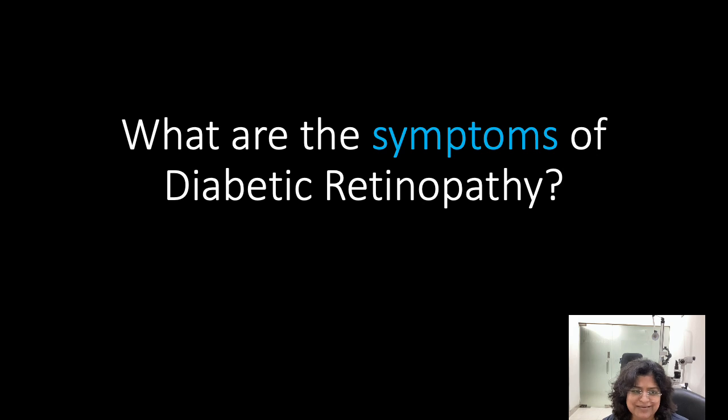So let's look at the symptoms of diabetic retinopathy. It is important to understand that you can be having diabetic retinopathy without having any symptoms whatsoever. In fact, this is the case most of the time, let's say 90% of the time. Patients come with advanced diabetic retinopathy, and it's so difficult to even convince them to undergo any form of treatment because they say their vision is absolutely normal.